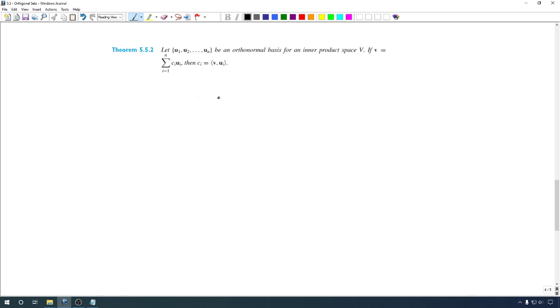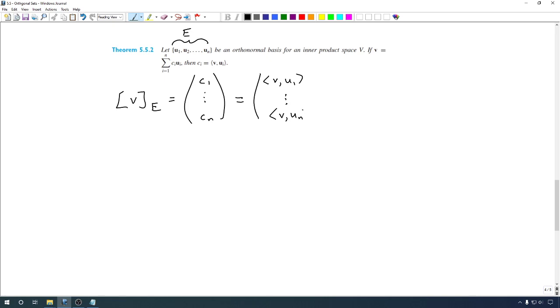So if we write this out, what do we have? We have the coordinates. I'm going to go ahead and call this basis E, just to give it a name. The coordinates of v in that basis is the vector c1 through cn, but these coordinates are just the inner product of v with u1 through the inner product of v with un.